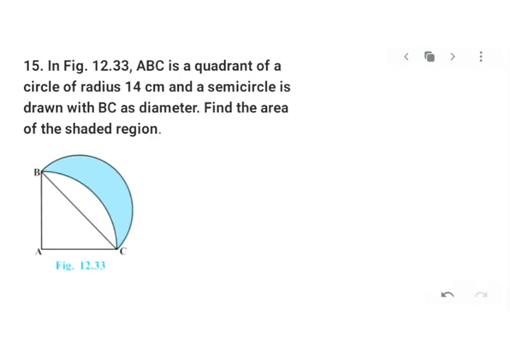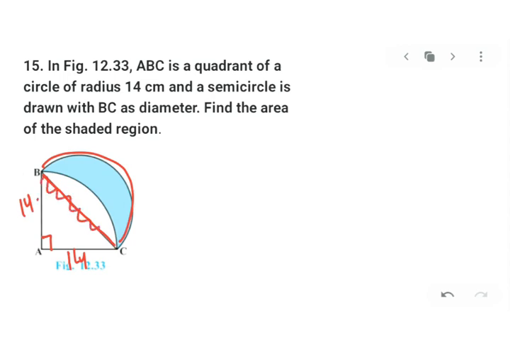And it says in the figure 12.33, ABC is a quadrant. ABC is a quadrant. That means the central angle is 90 degree. Once you have that, the radius is given as 14 centimeter and there's a semicircle drawn about the diameter. So this is your diameter of the circle and this is the semicircle given to you, and you have been given the radius as 14. So this is 14. This is 14, my dear kids.